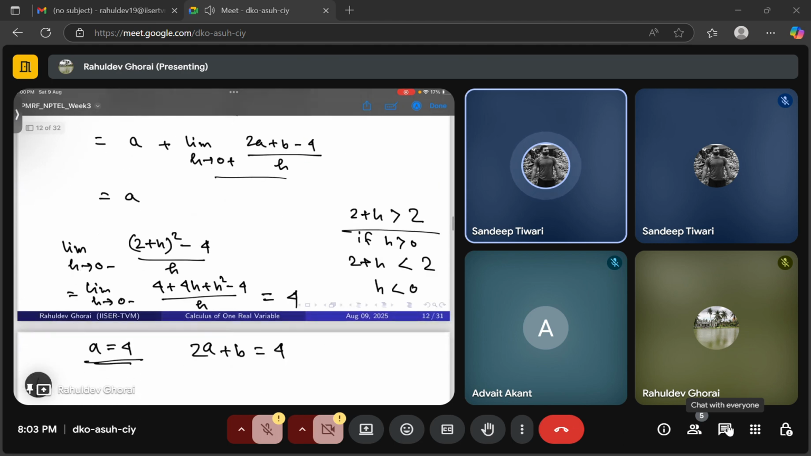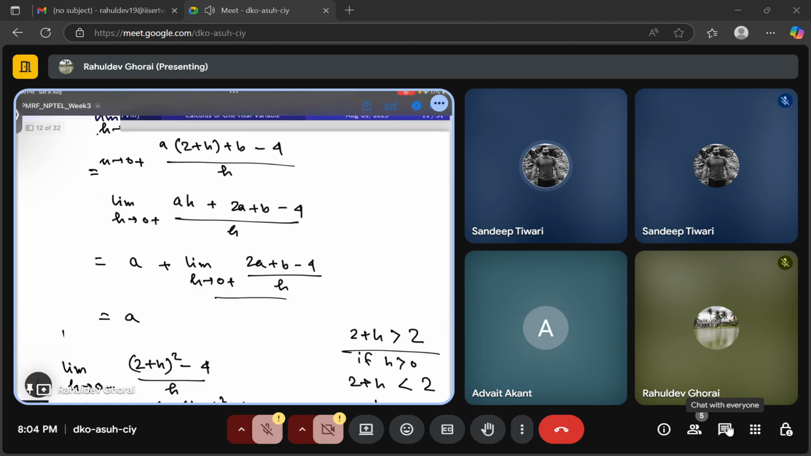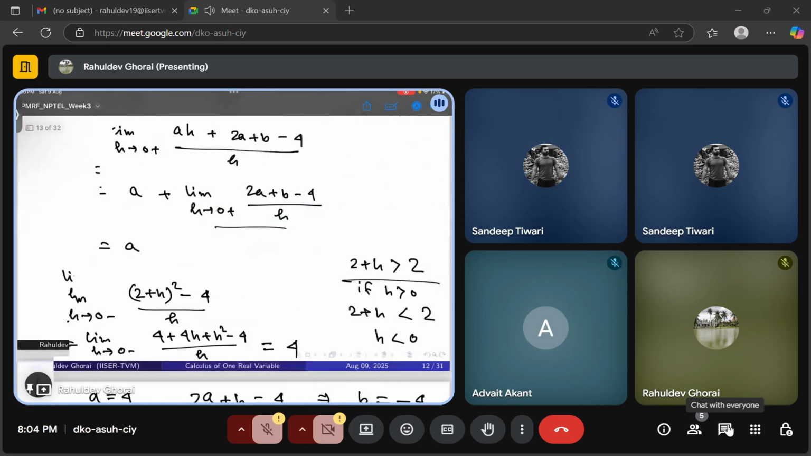So that is the same approach I have used, sir. Good, good. I thought I made a mistake. Yeah, that is correct. This is the answer you got, right? A is equal to 4, b is equal to minus 4, right? Yes, sir, that is correct. Thank you. I did not realize this.